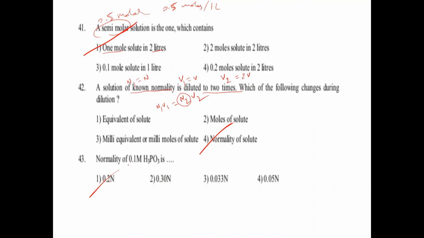Next, normality of 0.1 molar H3PO3. H3PO3 is what now? Dibasic acid. Dibasic acid meaning what? The basicity, the N factor, is equal to 2 here. When N factor is 2, normality formula is what? Molarity into N factor. So here molarity given 0.1 into N factor 2, so 0.2 will be the answer here. So H3PO3 is what? Orthophosphorus acid. H3PO4 is orthophosphoric acid. That H3PO4 will have N factor 3, but H3PO3 will have N factor only 2.